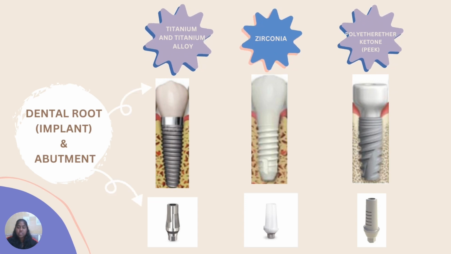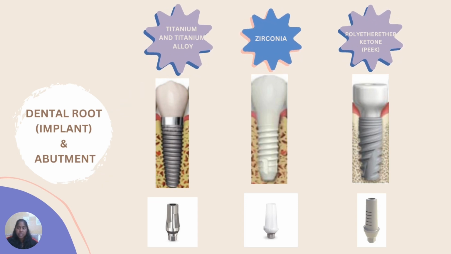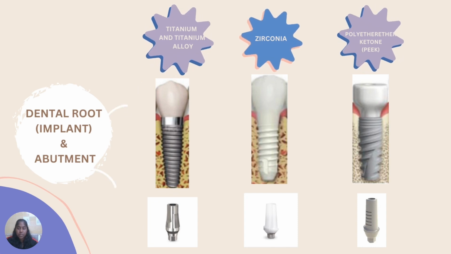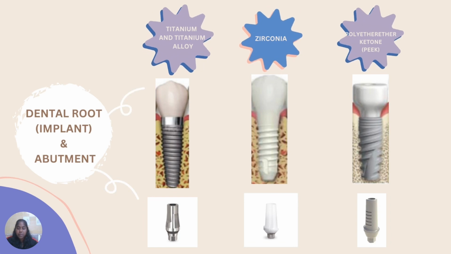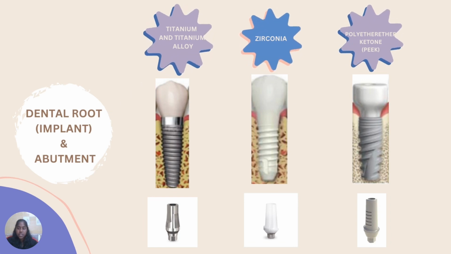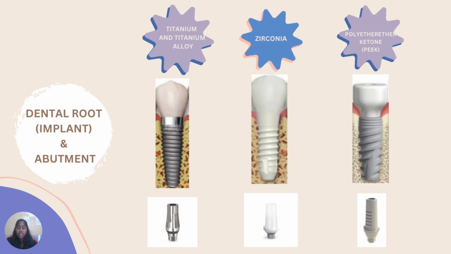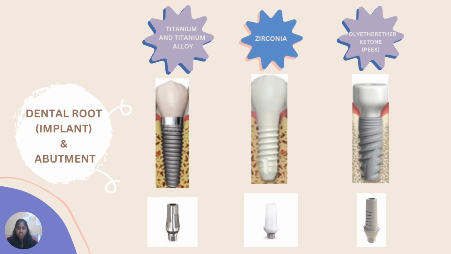The second one is zirconia. Zirconia is a ceramic material. It is bioinert, which means that it will never trigger a chemical reaction. It is used as a dental root and also as an abutment. It is a metal-free biomaterial and biocompatible. The speciality of this ceramic implant is that it is white in color and can provide a more natural look.